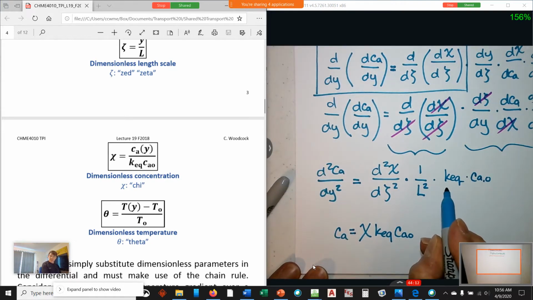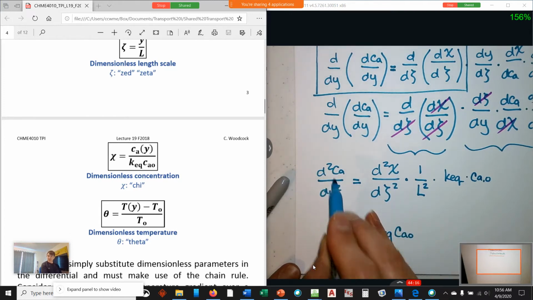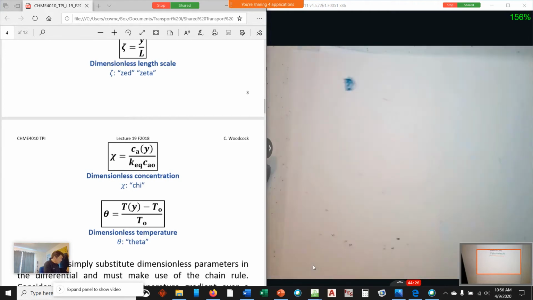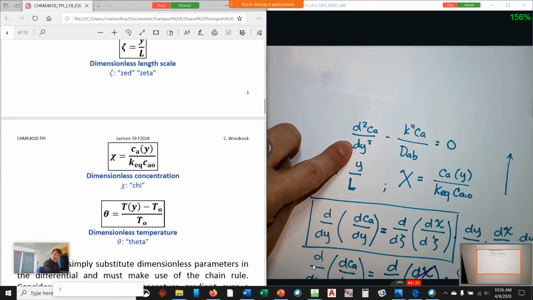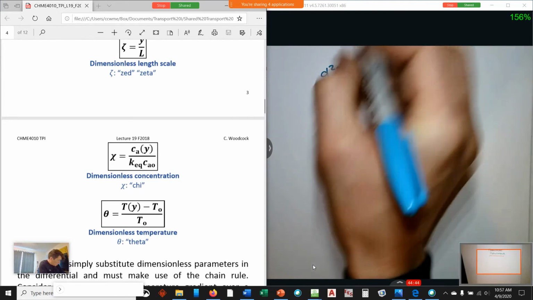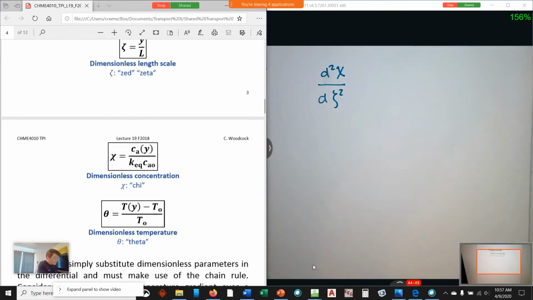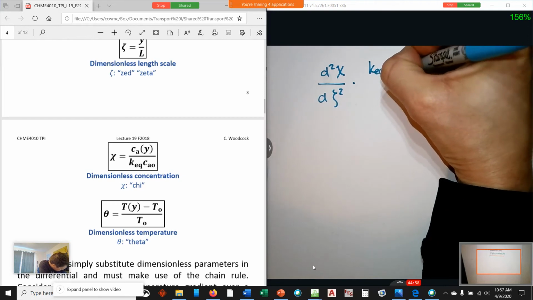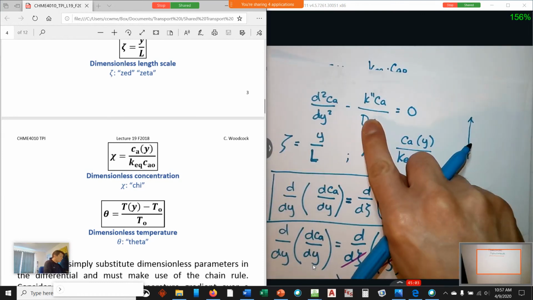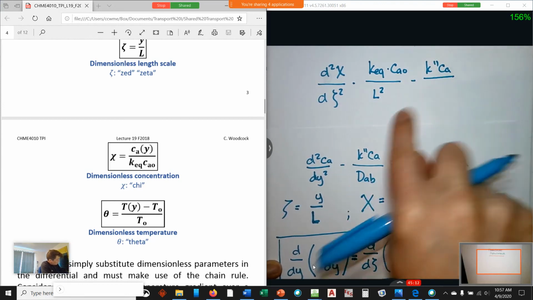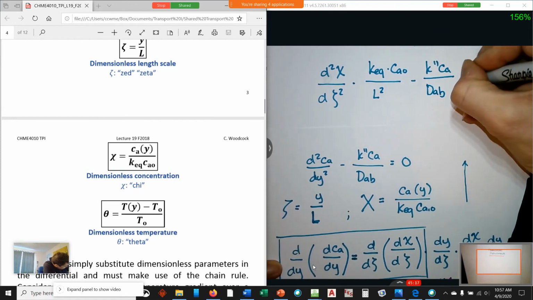All right, so I needed to include this in order to be able to make the link from chi and zeta back to C and y. So if I want to replace into my original equation here, we wanted to replace this, and we know then we can replace it with this. We have d squared chi d zeta squared times KEQ Ca naught over L squared. All right, and then we have minus K double prime Ca all over diffusion of A through B equal to 0.